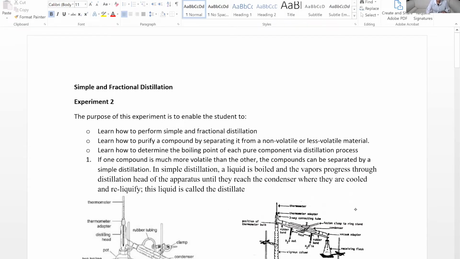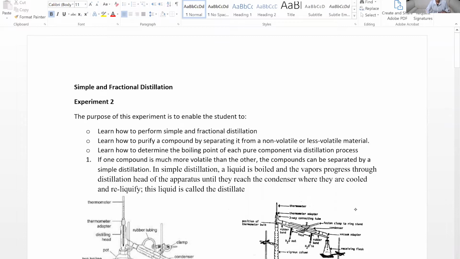First of all, the purpose of the experiment: learn how to perform simple and fractional distillation. Simple and fractional distillation are used to purify or separate components of a mixture of two liquids. They must have different boiling points in order to be separated by distillation. And while you are doing distillation and separating, you can also measure the boiling point of each of the components.